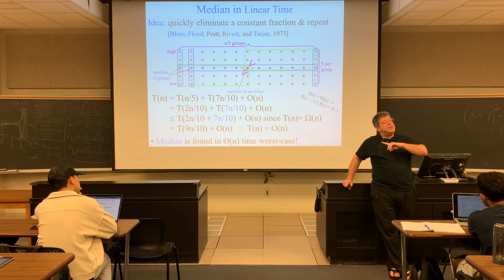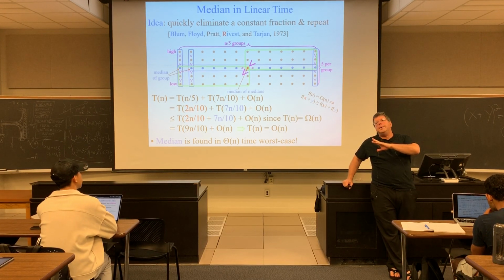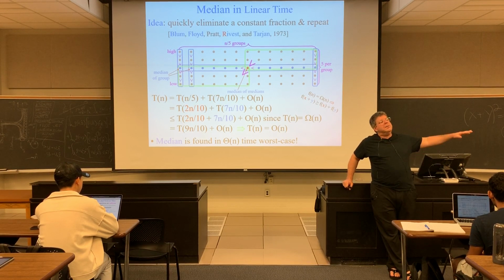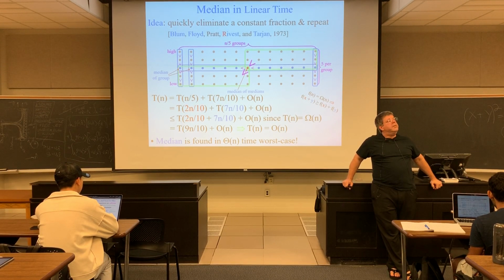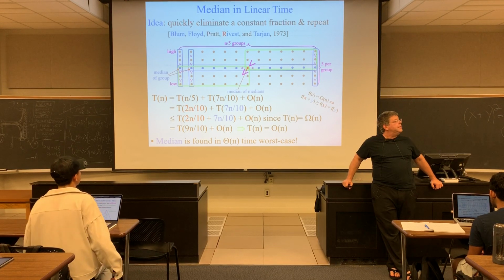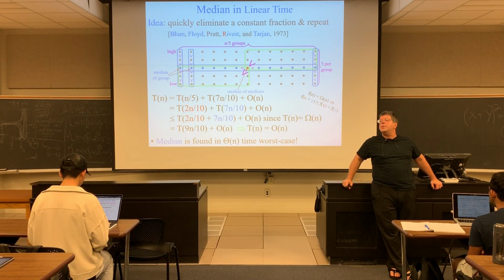And this was discovered in the 70s, by the way. It's not a new algorithm. After it was discovered, it's used as a black box in many other algorithms. For example, you can use this in quicksort to make quicksort run in worst case n log n time. How? How can this improve quicksort now?